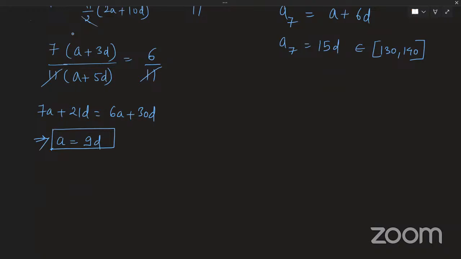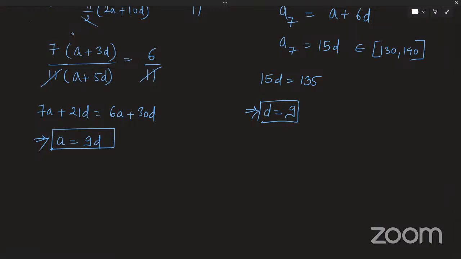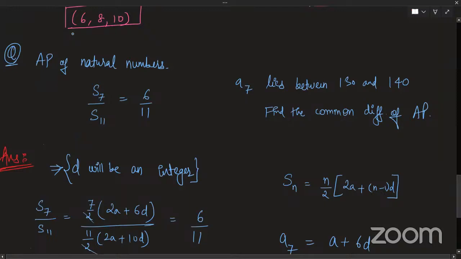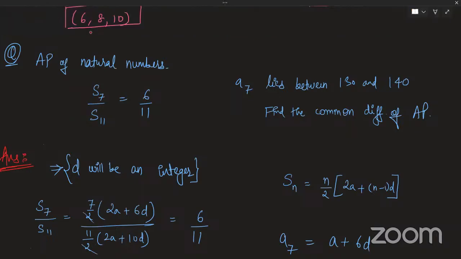135. Absolutely correct. So 15d is equal to 135, which means d is 9. Can you tell me what is the value of d? d is 9. Absolutely correct. And the question had asked only that: to find the common difference of the AP. So my final answer is 9.